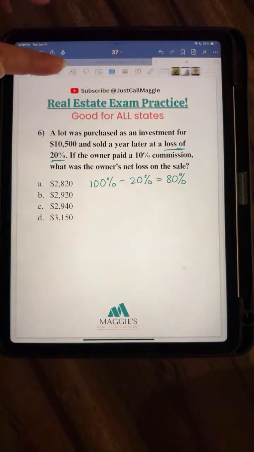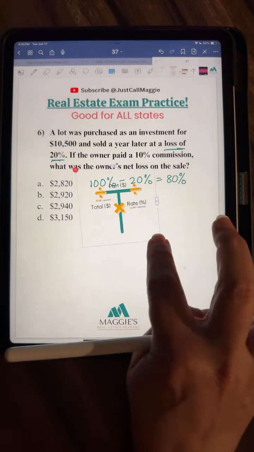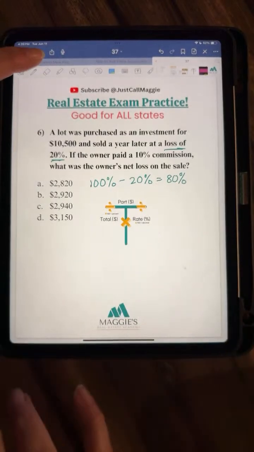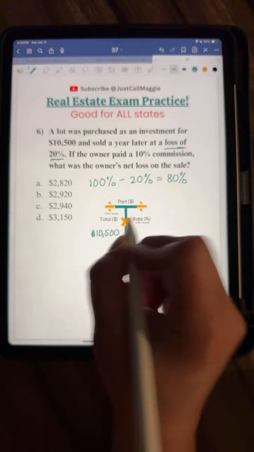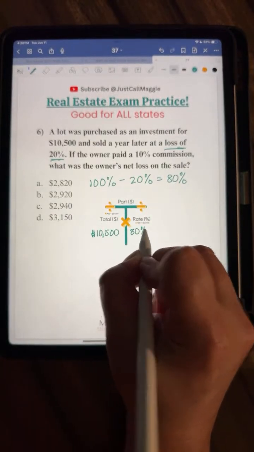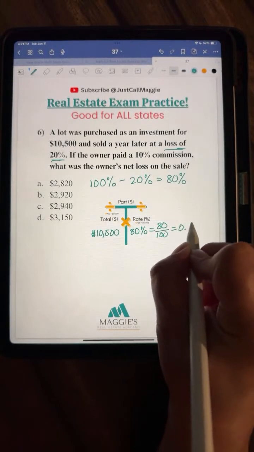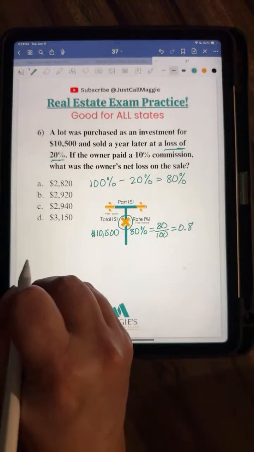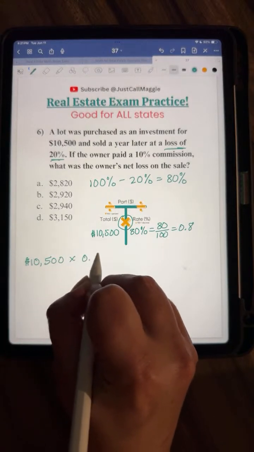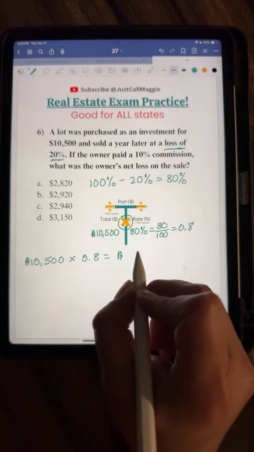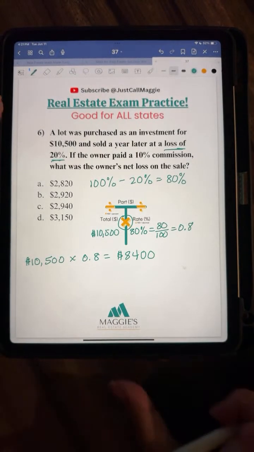So let me take out the T-chart, and we're going to find out what its new value is. We're going to take $10,500 and put 80% in the rate column. So we get 80 out of 100, and that's going to equal 0.8. So let's multiply. $10,500 times 0.8 is going to leave us with $8,400, the value of that.